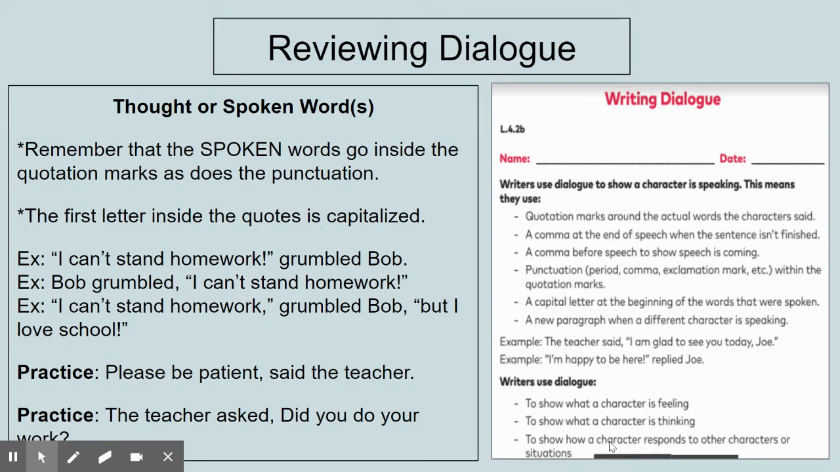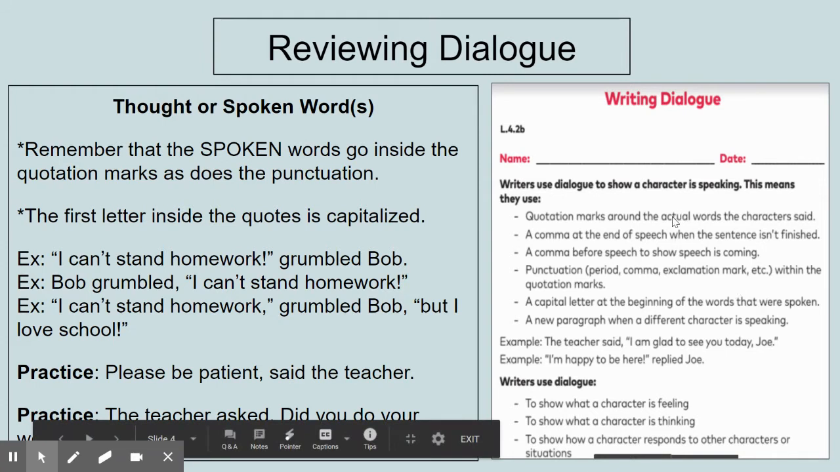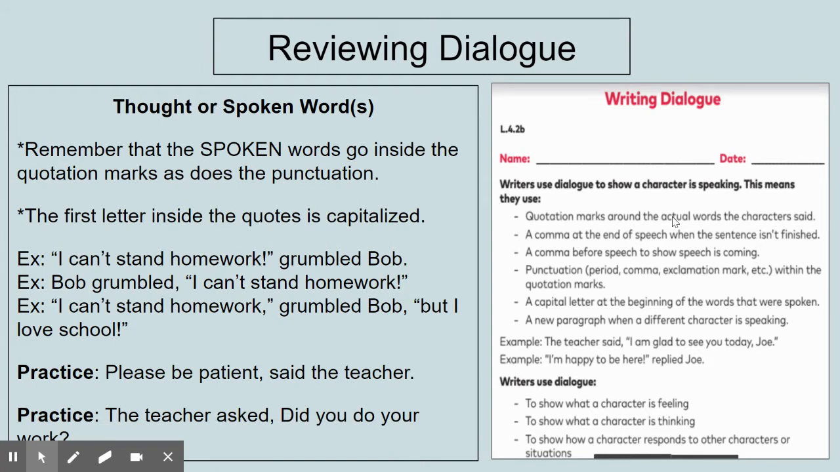All right, now, the next thing we're going to review is dialogue. Here are your rules for dialogue on the right-hand side. These are also in your module workbook. The quotation marks go around the actual words that the characters say. A comma goes at the end of the speech where the sentence isn't finished. It goes before speech to show speech is coming. The punctuation goes in the quotation marks. Capital letter starts it off. And then every time a new character speaks, it becomes a new paragraph.